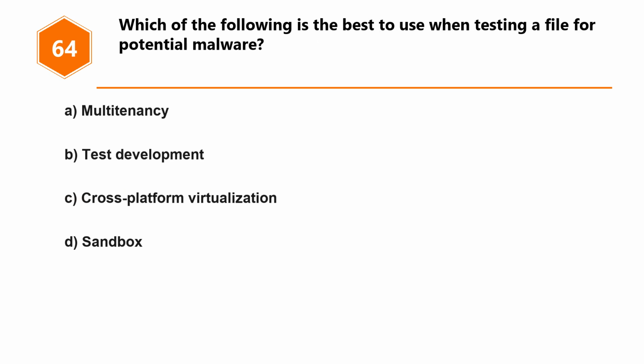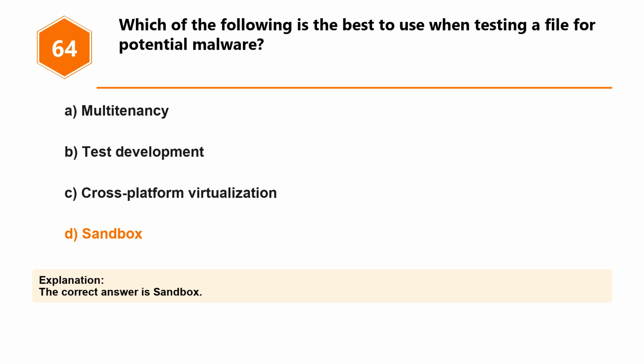Question 64. Which of the following is the best to use when testing a file for potential malware? Option A, Multi-tenancy. Option B, Test Development. Option C, Cross-Platform Virtualization. Option D, Sandbox. The correct answer is option D, Sandbox.